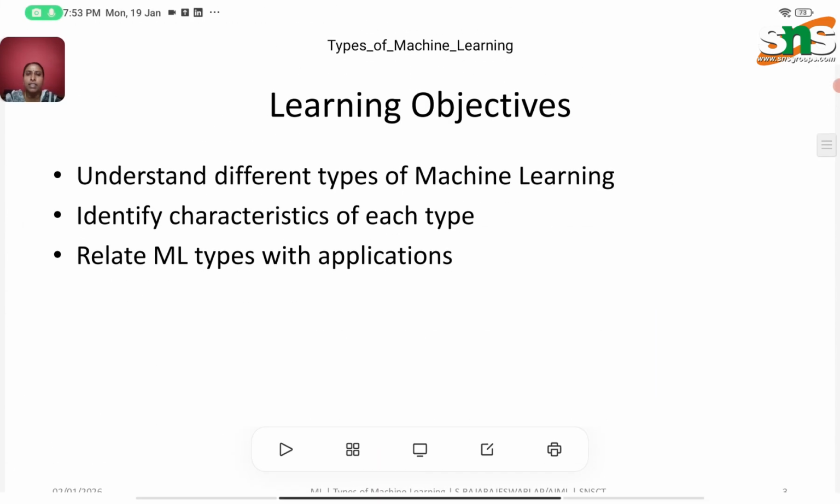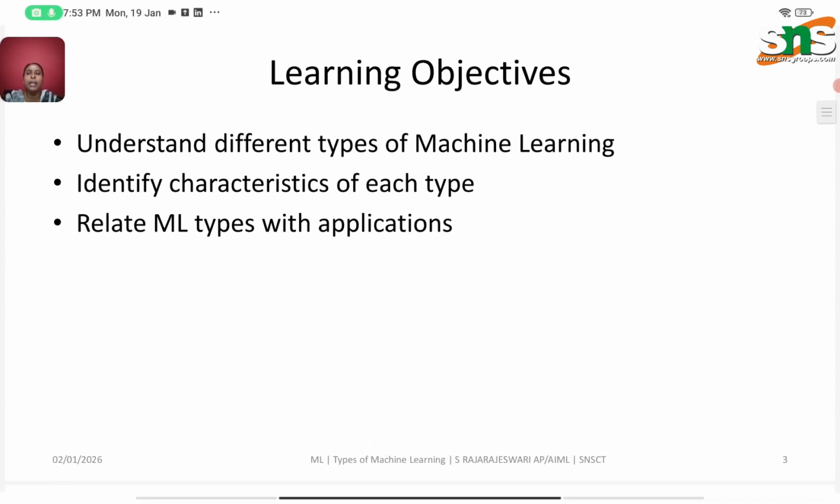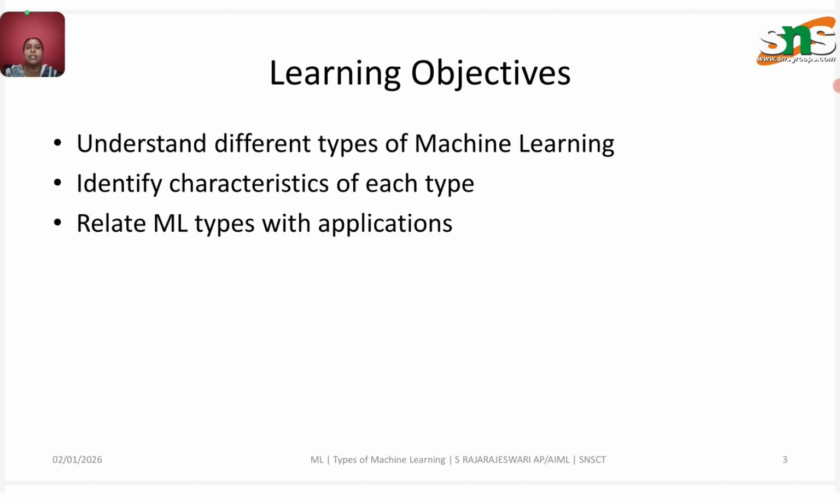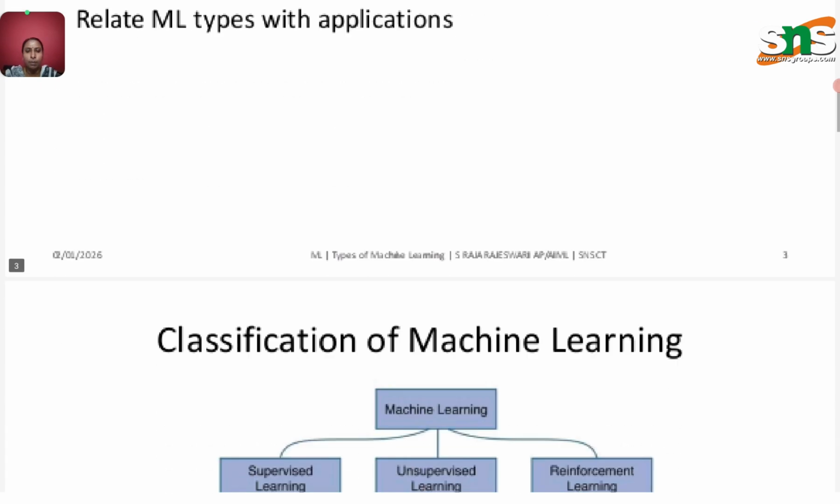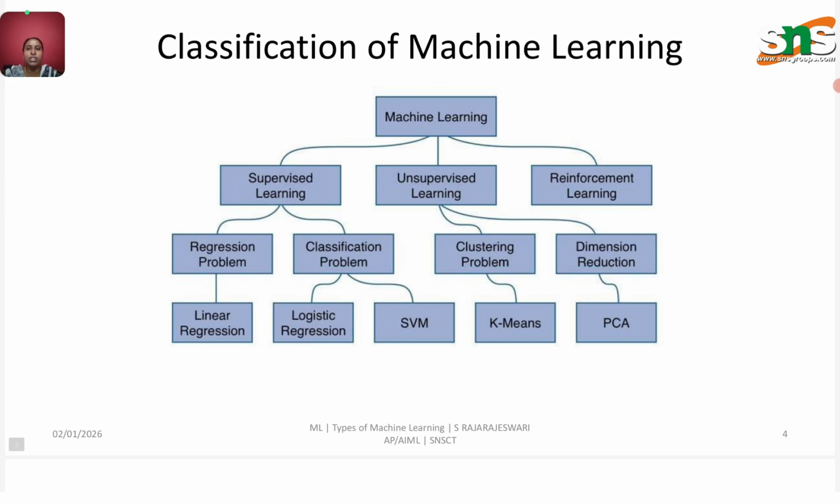In this lecture video, the main objective is to identify the characteristics of each type and relate each type to real-time applications. The classifications are supervised, unsupervised, and reinforcement. Under supervised, we have regression and classification. Under unsupervised, we have clustering and dimension reduction algorithms. This is the basic thing we are going to see.